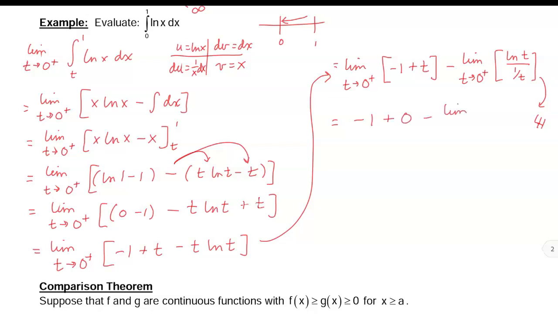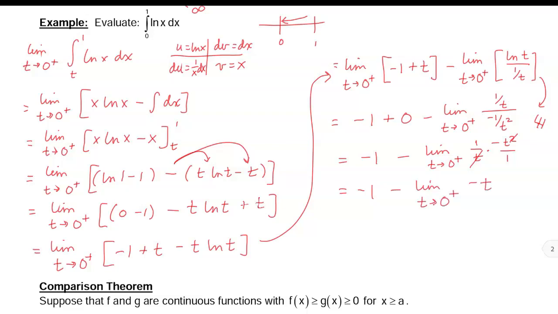Okay, I'm doing L'Hopital on the back term now. So the derivative of natural log t is 1 over t, so that's the numerator. And the derivative of 1 over t is -1 over t squared. Flip the lower fraction up now, you would get 1 over t times -t squared over 1. So one of the t's is going to cancel. So I'm looking at the limit as t goes to 0 from the right of -t. And now taking the limit, I'm getting 0.